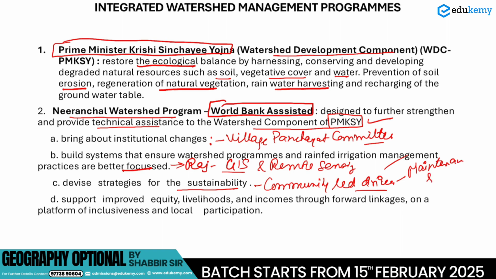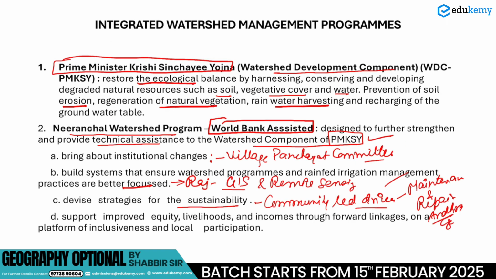And I can give an example: in Andhra Pradesh, 80% of integrated watershed management projects are being maintained and repaired by local farmers. So we can say that community-led projects can devise strategies for sustainability.